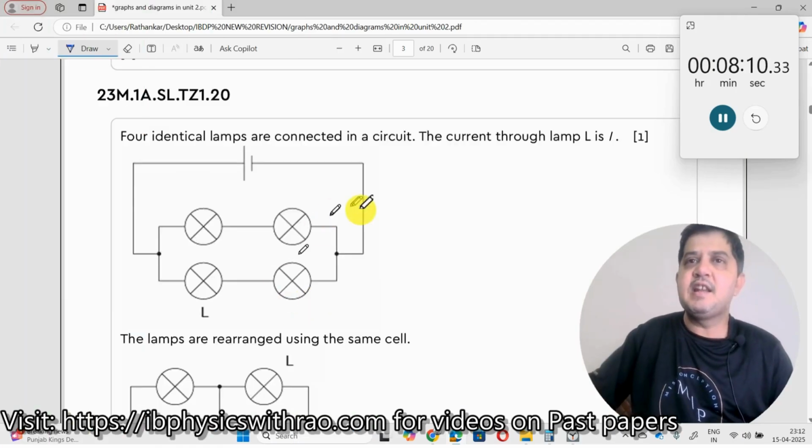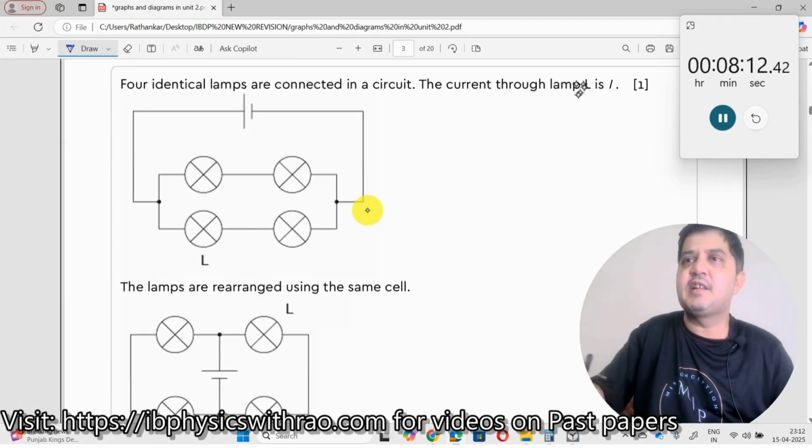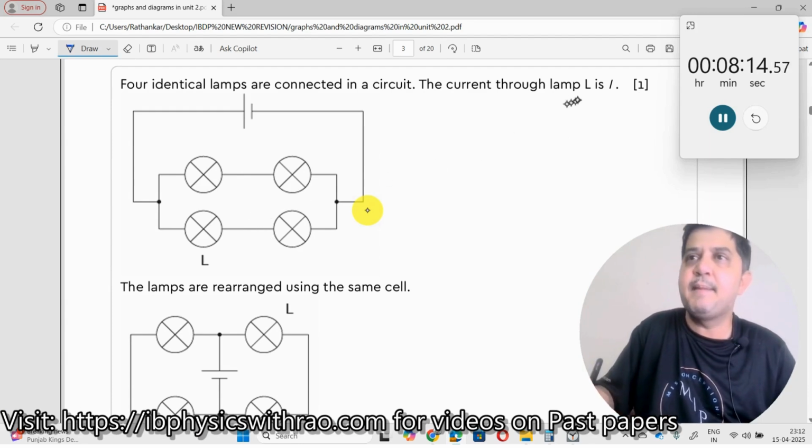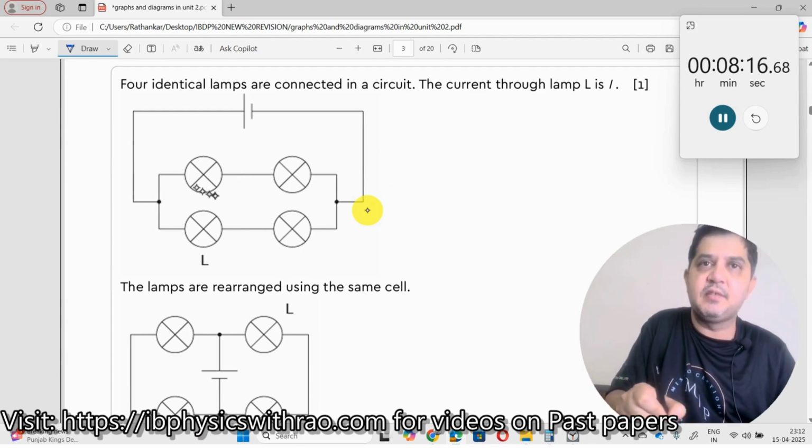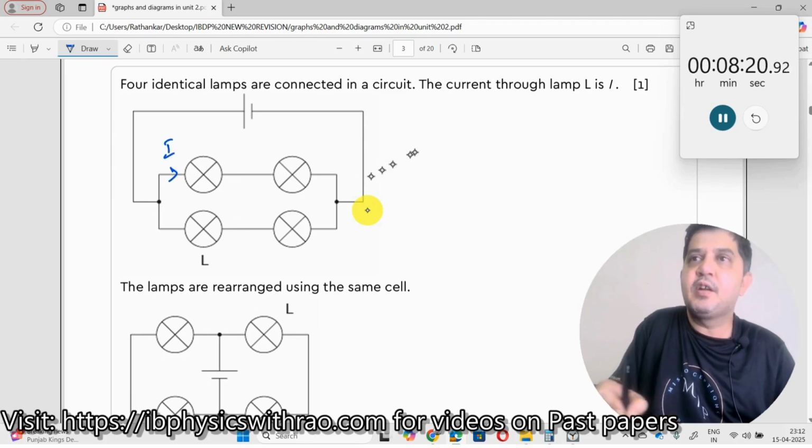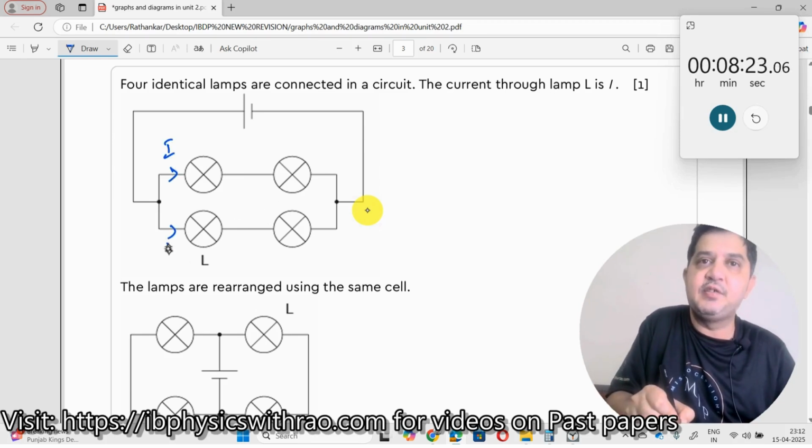Solve this question next. Four identical lamps are connected to a circuit. The current through the lamp is I. Do not take this current. The current through the lamp L is I. So this is your current I through the lamp L.